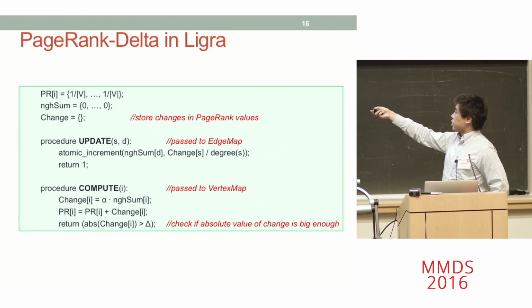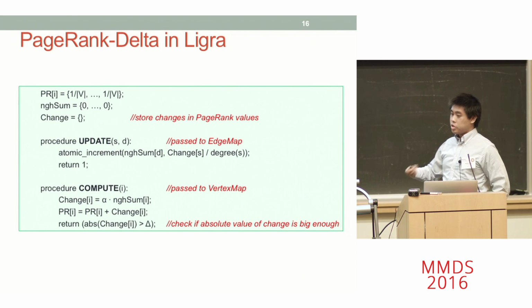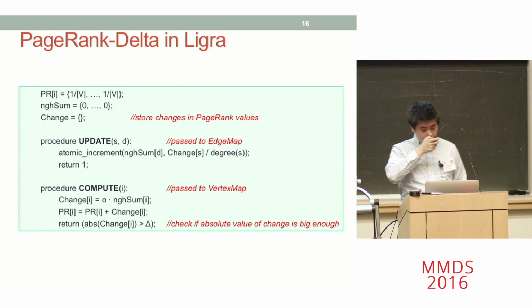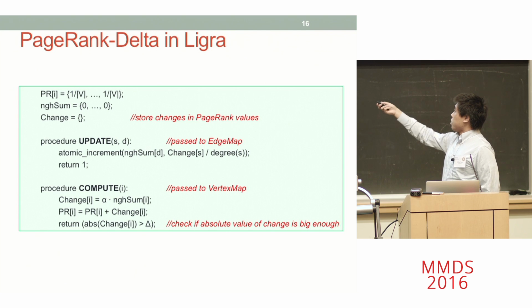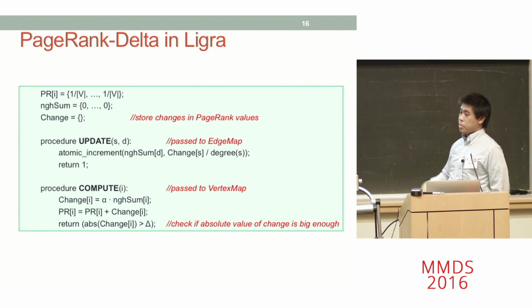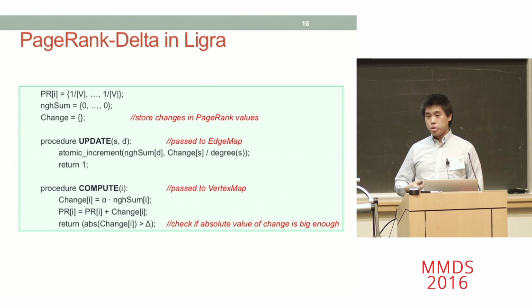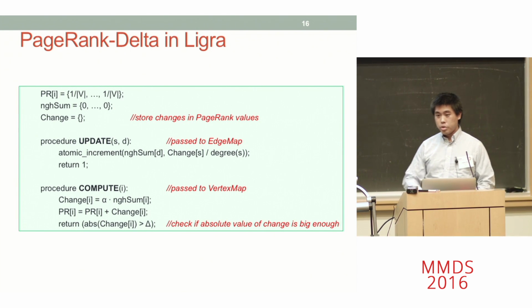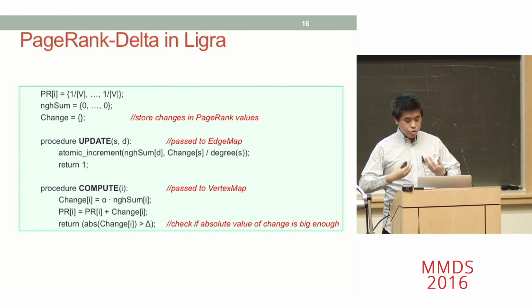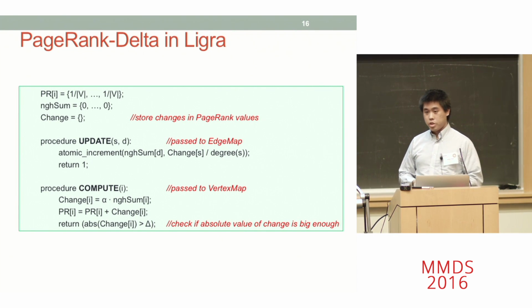But it's also going to check this condition, checking if the change in PageRank value for this vertex is greater than some delta fraction. And if so, it returns true. Otherwise, it returns false. And this is important because the output of vertex map is only going to include the vertices such that when we applied the compute function to that vertex, it returned true. So this is basically filtering out all of the vertices whose PageRank didn't change by enough, and therefore in future computations, we don't have to touch them.